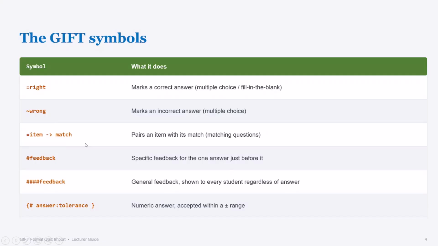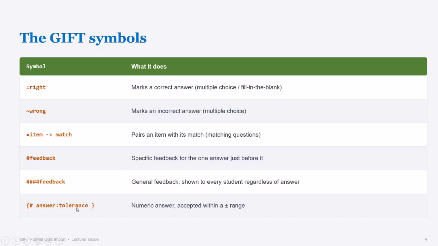Now, if you're putting in feedback to each of the options, we usually use the hash. And if you're giving general feedback, this is feedback that is given after the students have attempted the question, regardless of whether they have got the answer or not, then we use 4 hash signs. So this is for general feedback, and 1 hash sign is for specific feedback to a given answer.